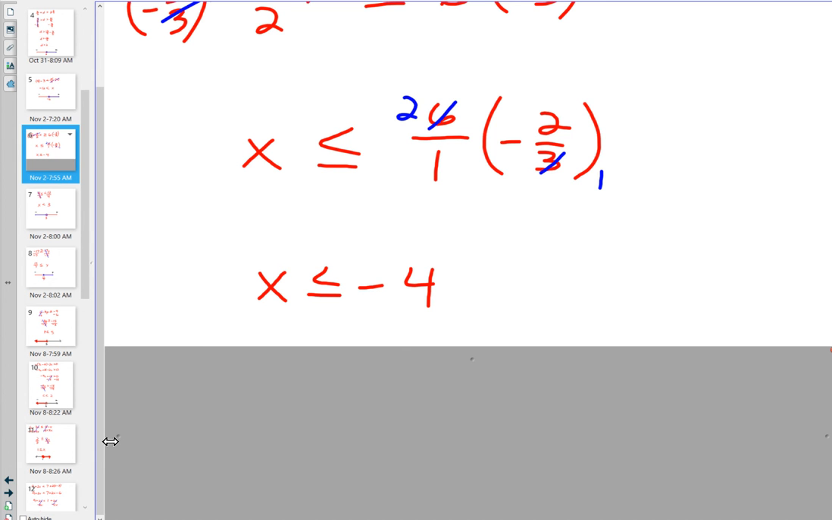I gave you the critical point. It's -4. That's what I ended up with. That's the point I'm going to show. I told you I'm going to shade in the point on -4. But then I asked you where else are we going to shade? Where else on the number line are we going to shade? To the right.